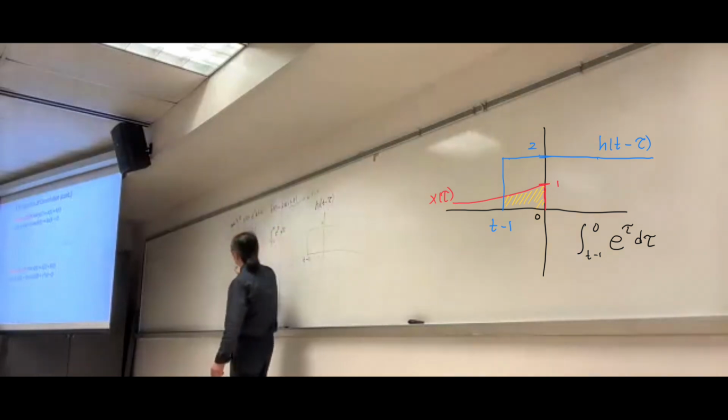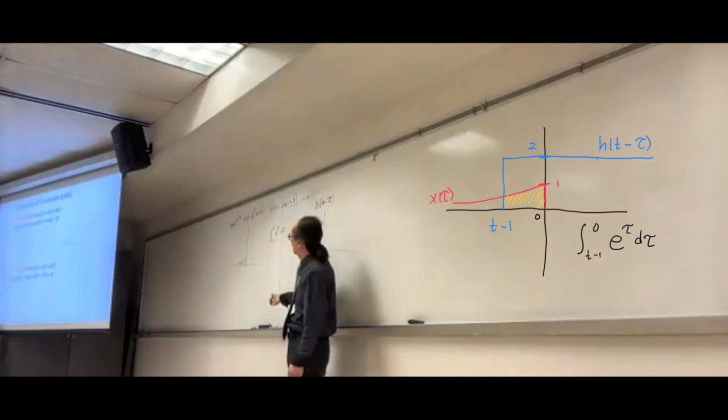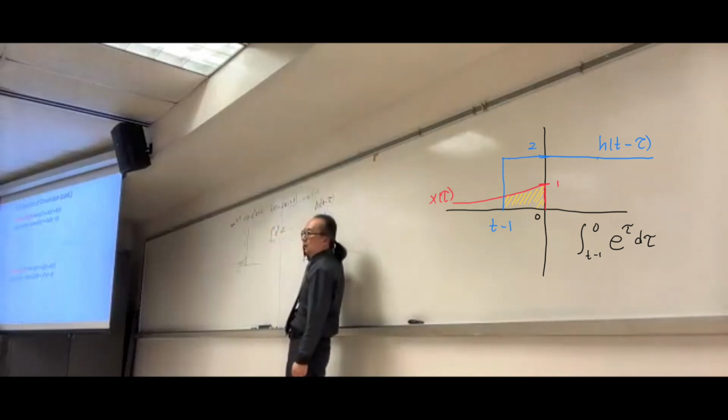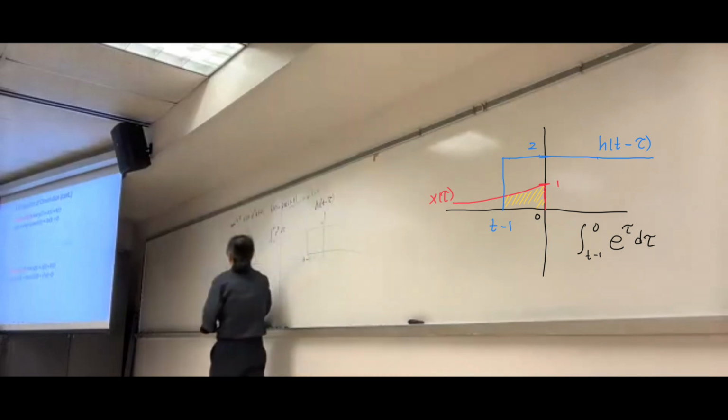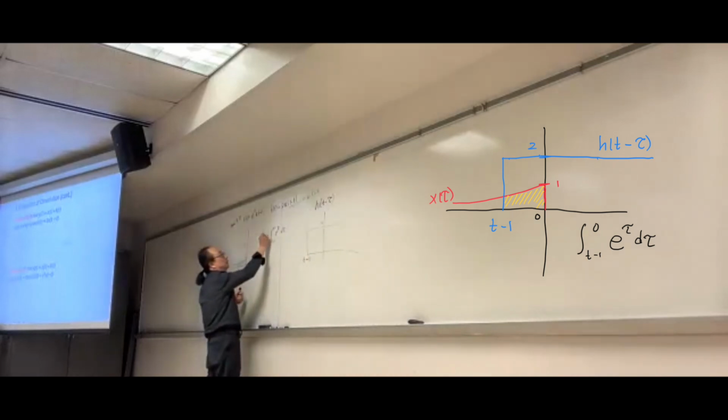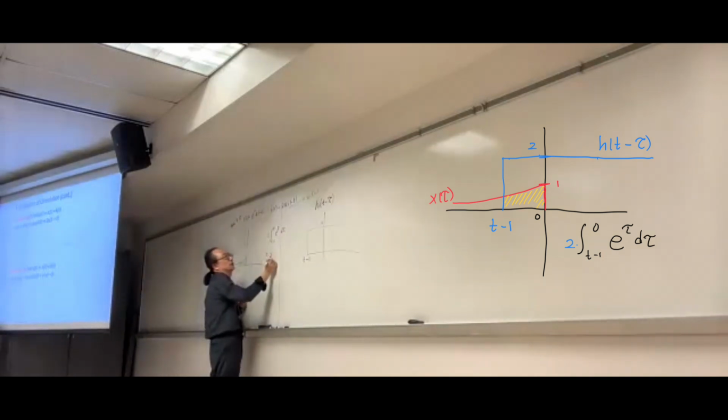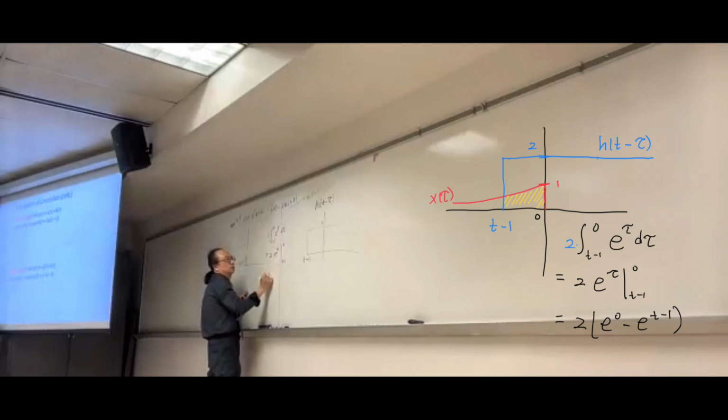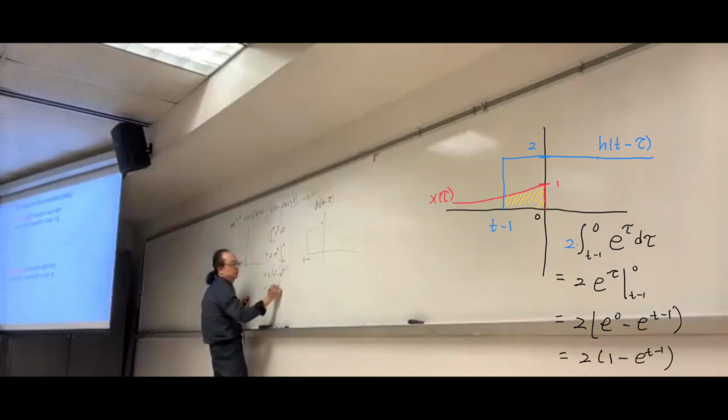This is from the x of t graph, and we need to check h of t minus tau. The amplitude is 2, so from there we multiply this by 2. That equals 2 times e to the tau from t minus 1 to 0, equals 2 times e to the 0 minus e to the t minus 1. That is 2 times 1 minus e to the t minus 1.